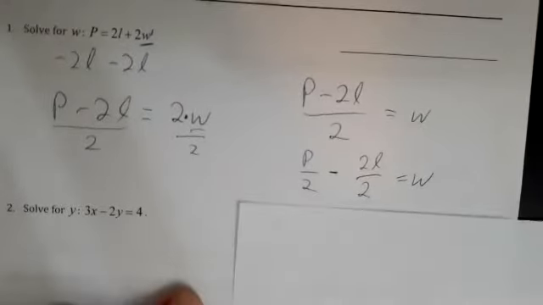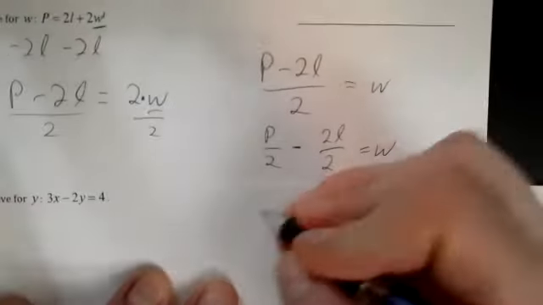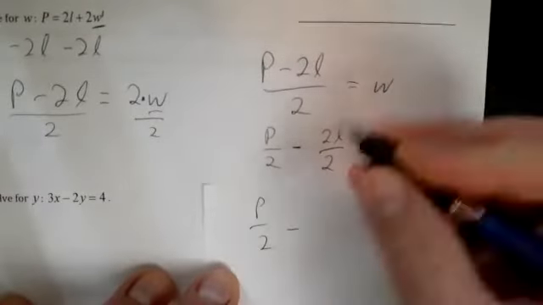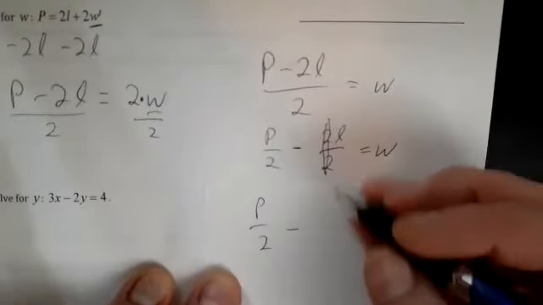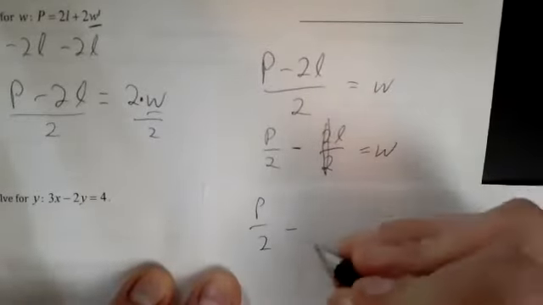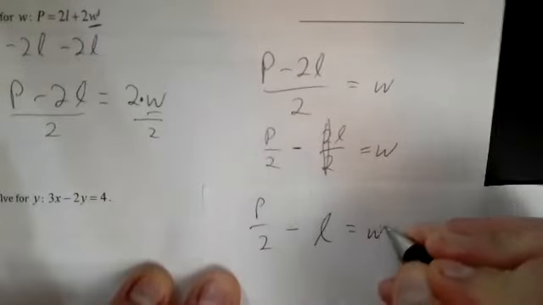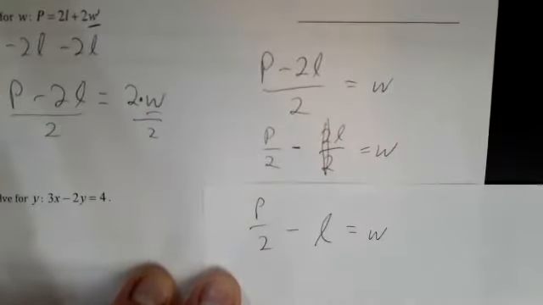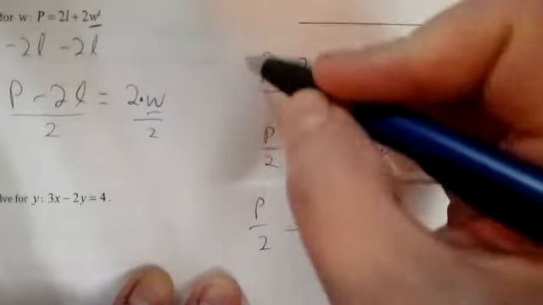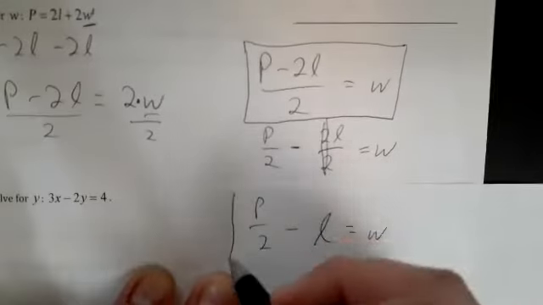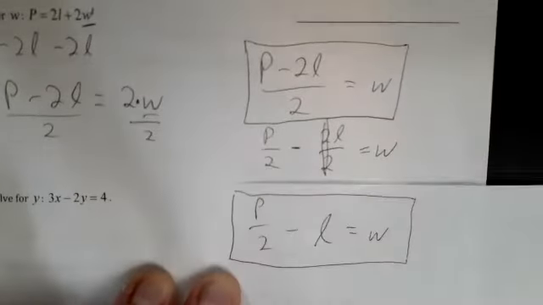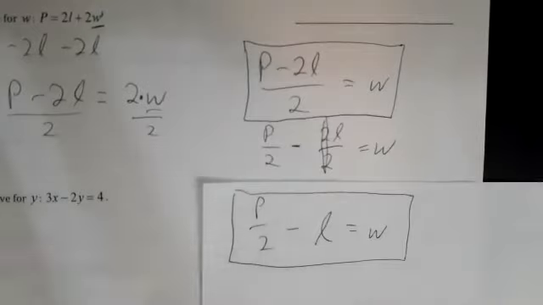One thing you might do to clean this up is you might recognize this is a 2 over 2, and so this simplifies to 1. And so this looks like P over 2 minus L equals W. If I'm being honest, I don't think that's much cleaner than the other form, if at all. Either way, whether you got that for your solution or you got that for your solution, either way should be correct.